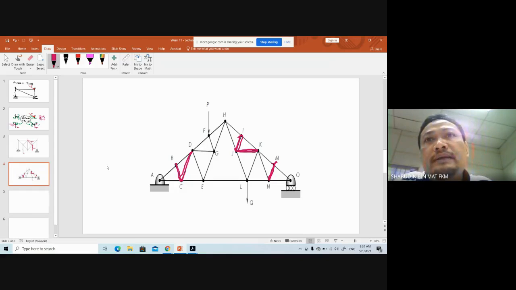When that one is 0, look at the point M. Point M is attached to 3 structures, so that one also 0. When that one is 0, look at point K. That one is also attached to 3 components: IK, KM, and KI. So it means that that one also doesn't carry any force. That one also 0.